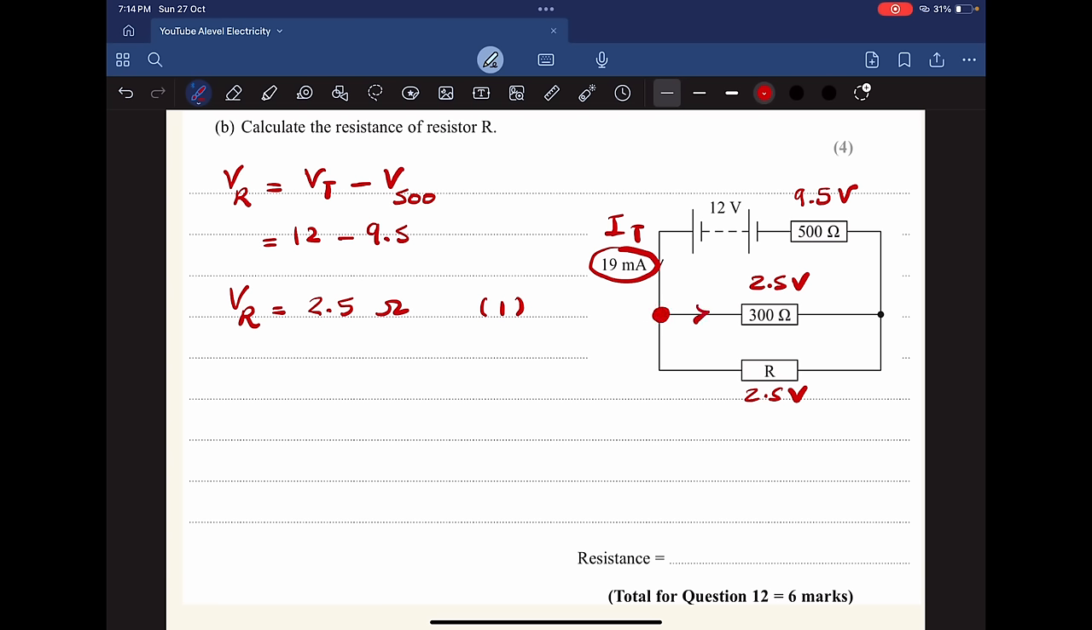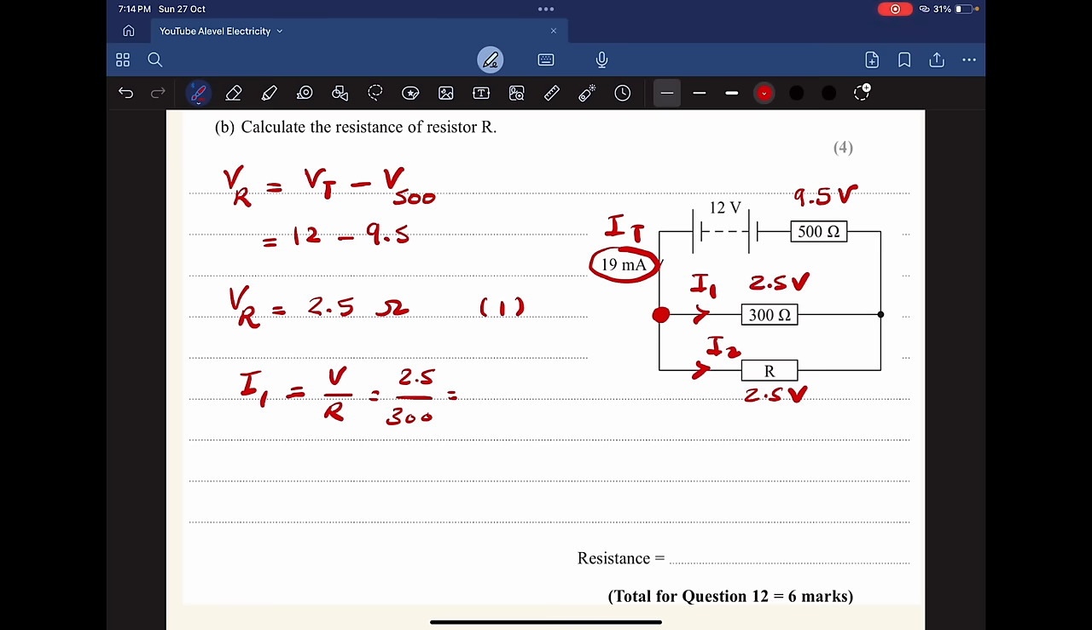So let me say this is current I1 and the electric current I2. So in parallel, the electric current is splitting, but the voltage across the 300 and R is the same. One thing here is easy: you can apply the formula to calculate I1, which is voltage divided by R. Voltage, which is 2.5, divided by the value of the resistance, which is 300.